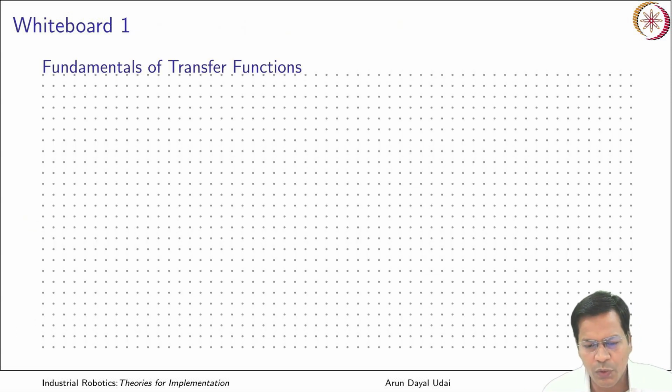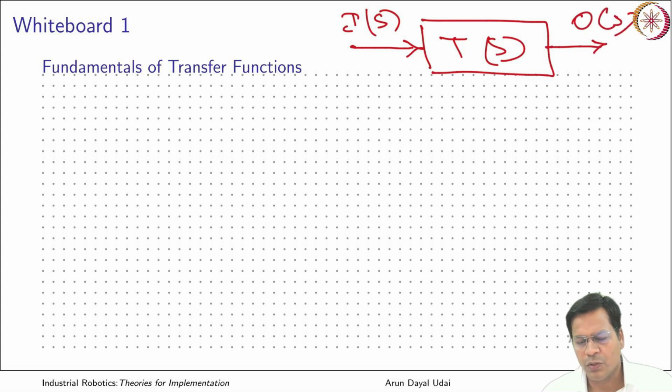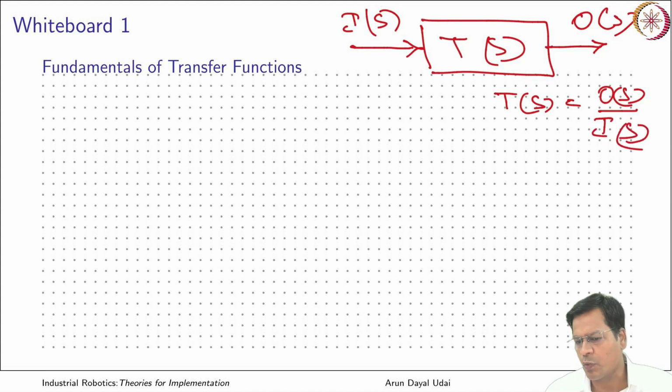So transfer function, you know, it is input, that is I(S), and you have a transfer function, as you have seen, it is the Laplace of output by the Laplace of input. So the transfer function is given as output by input. This is quite okay. Now again, I'll extend this idea further.